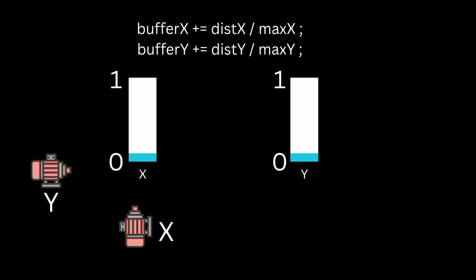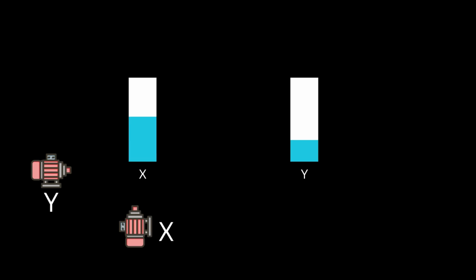So let's see an example where x needs to walk a great distance while y needs to walk a smaller distance. In this case, in the first iteration of the loop, we would add more to x and less to y. Notice that neither one of the motors moved, because neither one of the buffers has reached 1. Let's run the next iteration of the loop. Again, none of the motors have moved. Now the next iteration.